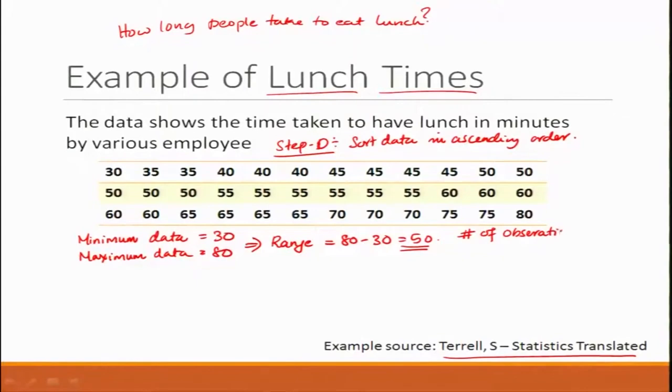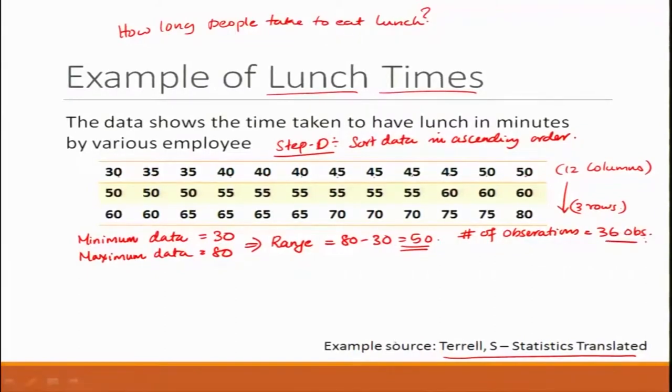Number of observations, how many are there? So, there is 1, 2, 3, 4, 5, 6, 7, 8, 9, 10, 11, 12. 12 observations, so 12 columns, and this way you have 3 rows. So, 12 times 3, 36. So, 36 observations you have.